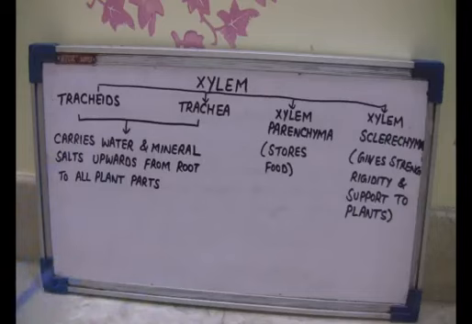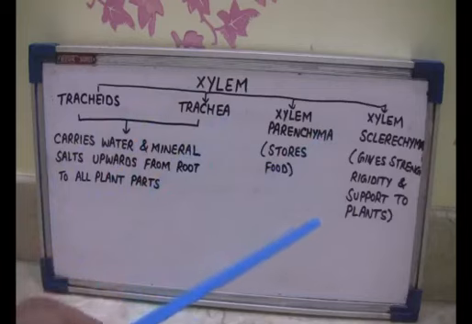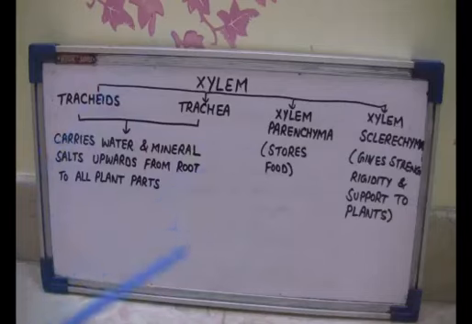Now the other one is the xylem parenchyma. It stores the food, and xylem sclerenchyma gives the strength, rigidity and support to plants. Now students, for xylem parenchyma and xylem sclerenchyma, it is very easy to memorize because both of these are functions of parenchyma and sclerenchyma that you did earlier also.